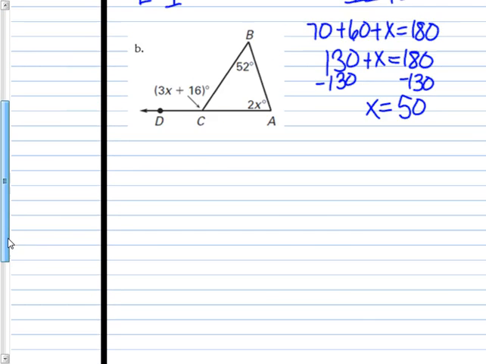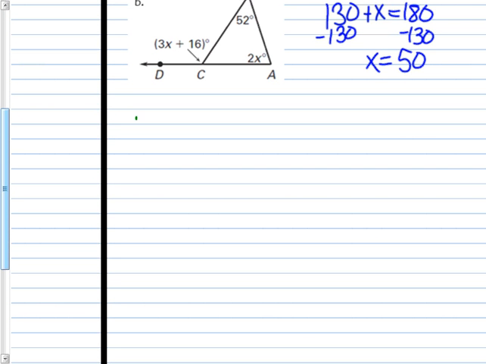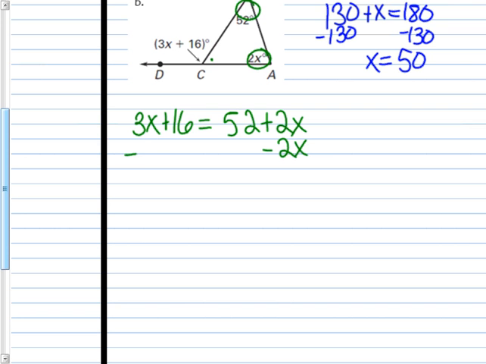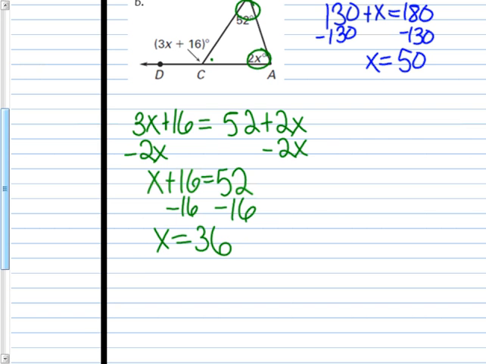So I have an exterior angle, it's 3x plus 16, and it's equal to the sum of my remote interior angles, which is, this is my remote one, and that's my remote one, because they're inside, but they're not connected to my exterior angle. So that equals 52 plus 2x. And now I'm simply going to solve for x. Subtract 2x from both sides. I have x plus 16 equals 52. Subtract 16 from both sides. X equals 36.